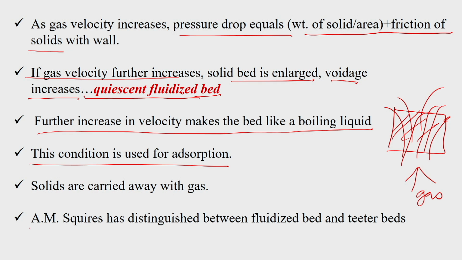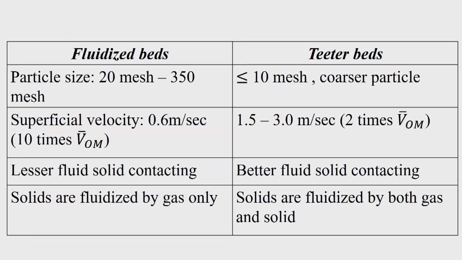Then the scientist A. M. Squires has distinguished between the fluidized bed and the teeter bed. So, these are almost similar, and only small differences are there between these two beds. With the fluidized bed, the particle sizes are 20 mesh to 350 mesh screen. And for the teeter bed, the coarse particles will be there more, less than 10 mesh screen, so with big size materials.